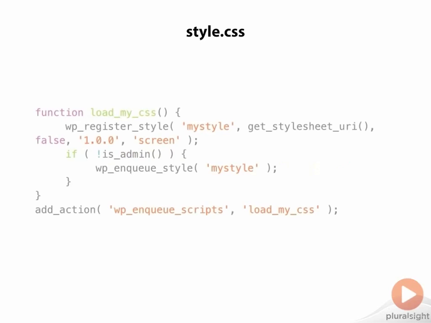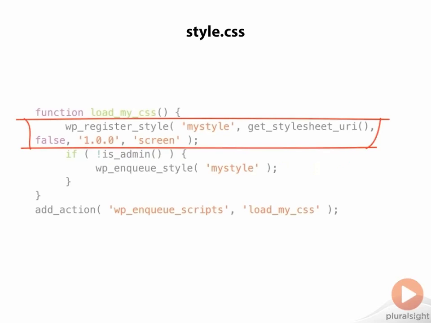What's going on here? Well, first we have a wp_register_style. This tells WordPress about our style sheet. We're giving it a name, my style, and defining the path to the style sheet, which is the style sheet URI. The next parameter is asking if there are any dependencies for the style sheet. There aren't, so we're saying false.